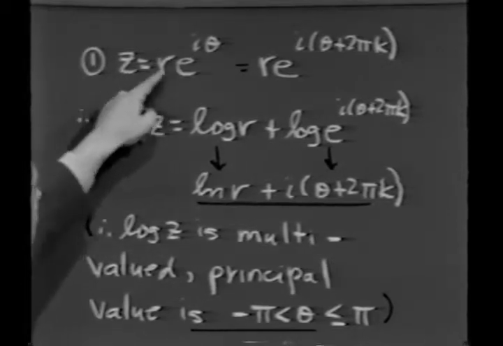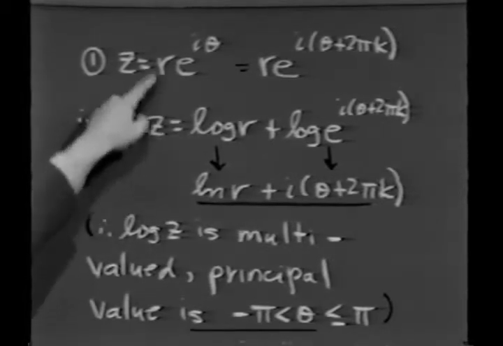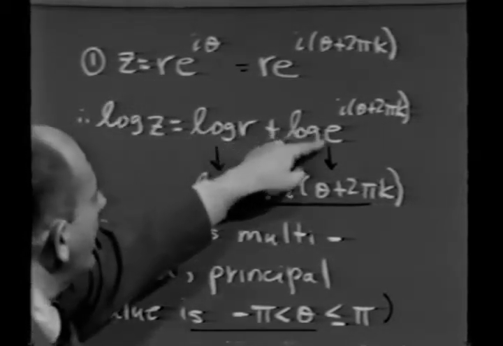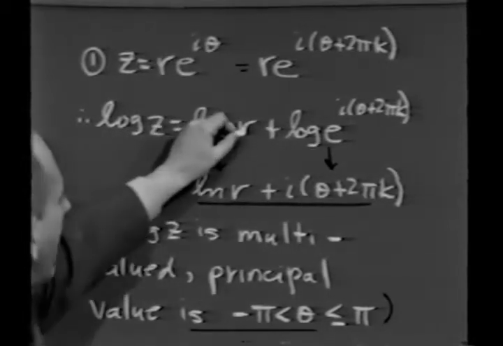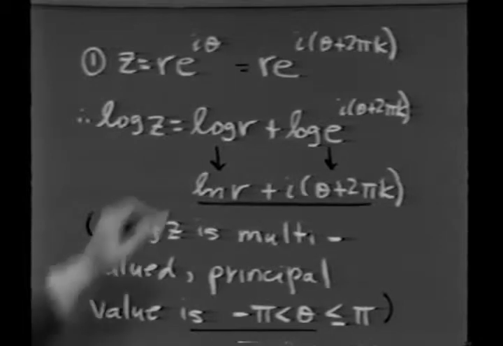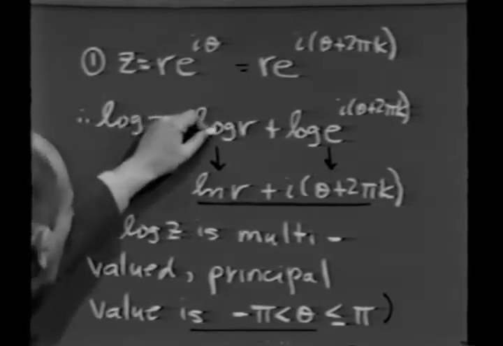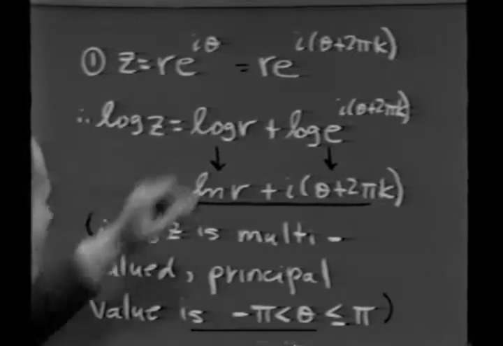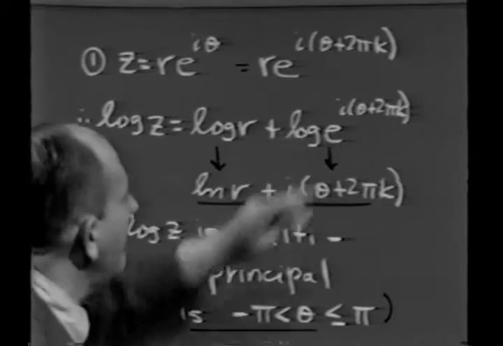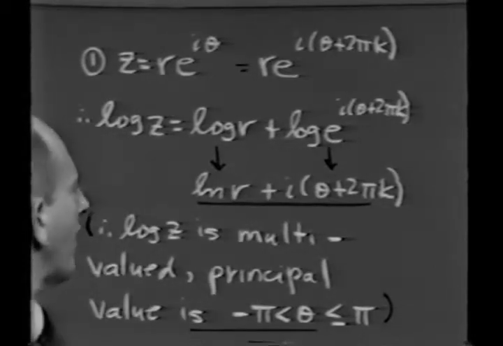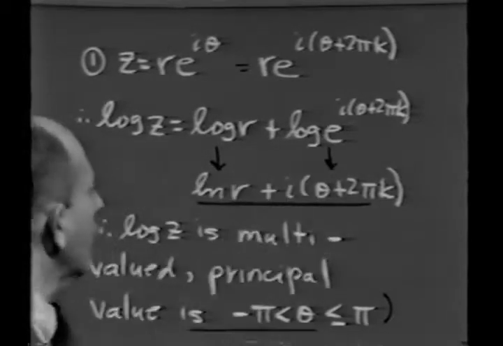The log of a product should be the sum of the logs, so log z should be log r plus log e^(i(θ+2πk)). Now, r is a positive real number. We already know that the natural log applies there. So what we say is, OK, the log of r is just natural log r. Log e to anything, the log and the e are inverses of one another, so they should cancel, and this should just be i(θ+2πk).